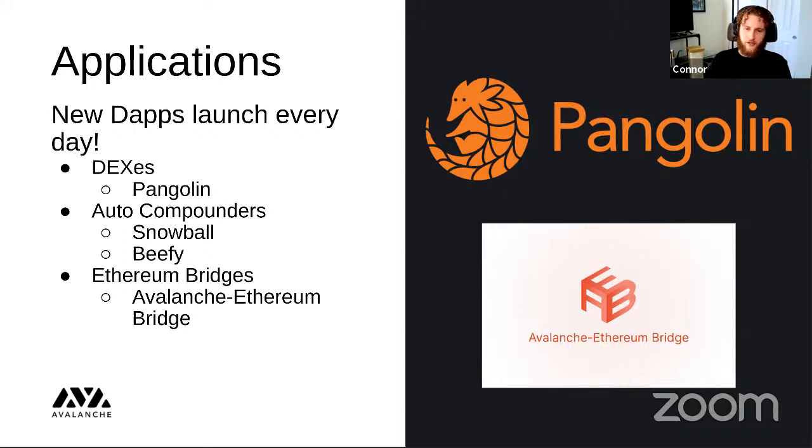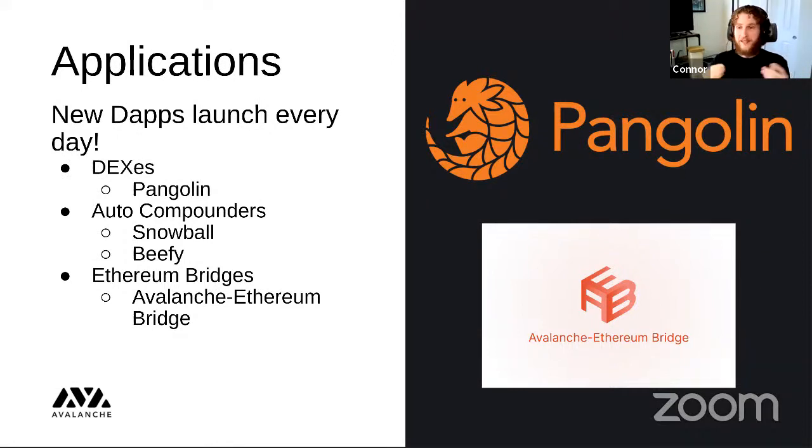So the Avalanche Ethereum bridge is a bridge that will let you take your Ethereum tokens like Link, like ETH, like USDT, and actually bridge them over to Avalanche so you can use them in Avalanche applications. And we've had literally hundreds of millions of dollars worth of assets bridged over. And they're all trading on Pangolin and these other dexes. And it's really awesome to see.